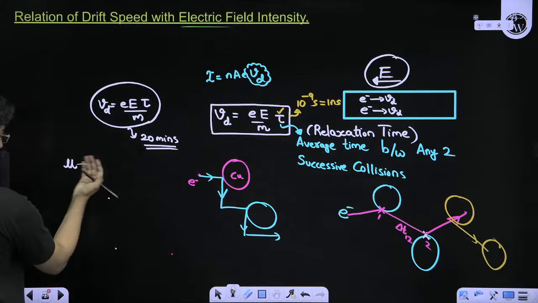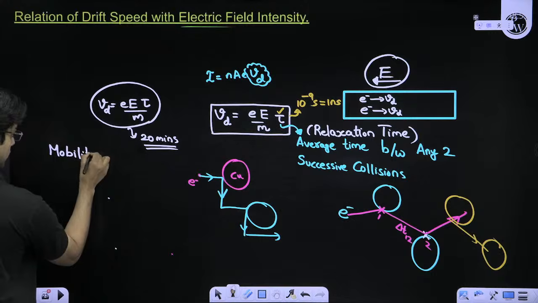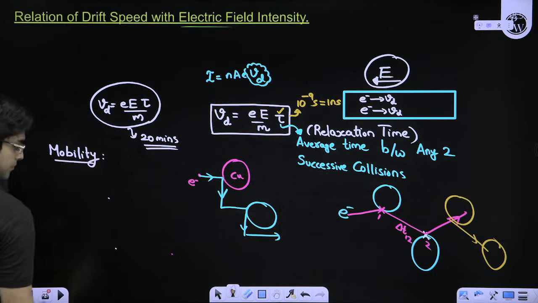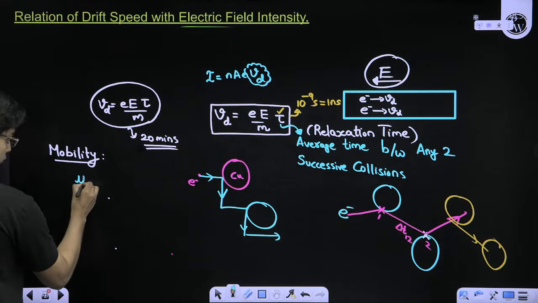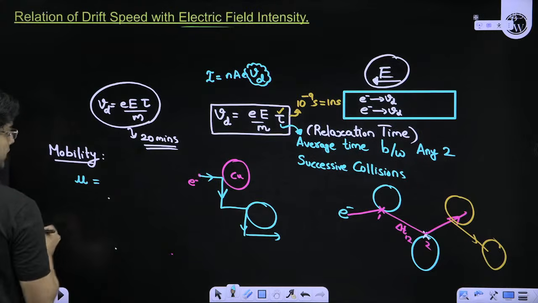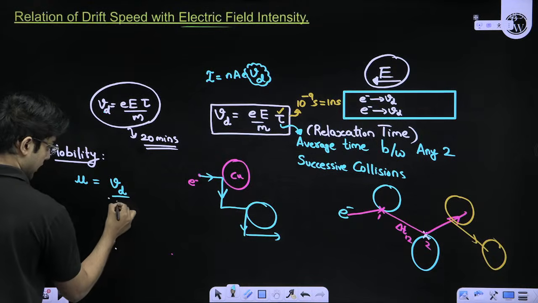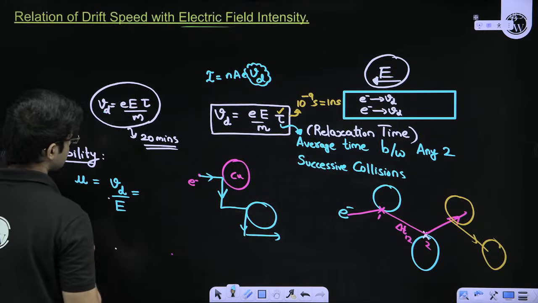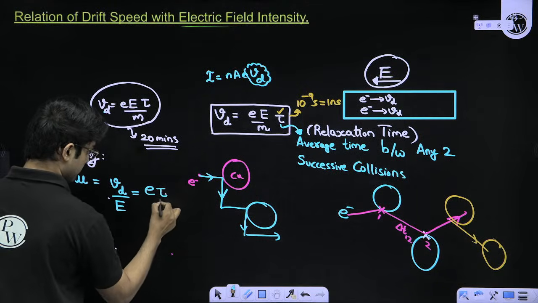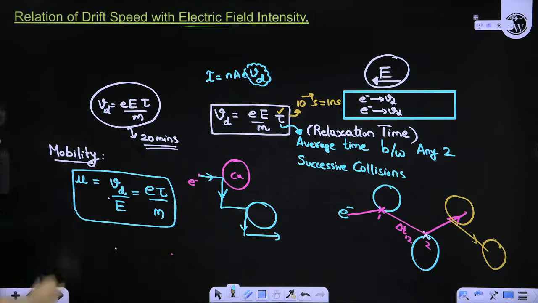So mobility, also I can write it here. Mobility. We use the symbol mu for that, and it is defined as drift speed divided by electric field, the magnitudes of drift speed and electric field. So from the original relation, it will become E tau divided by m. This is to get an idea of how mobile the charges are, right?